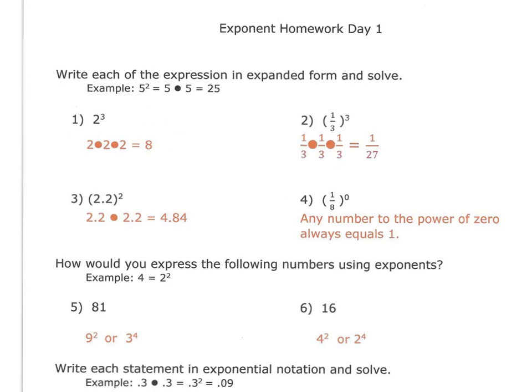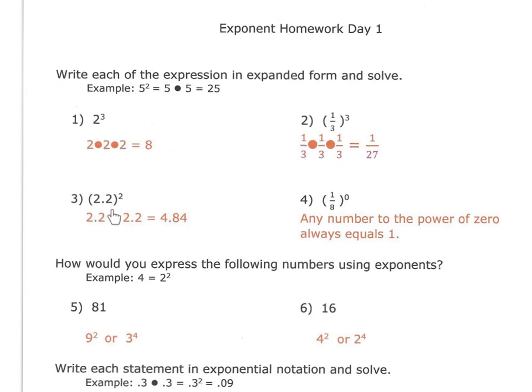For the first section, you had to write each of the expressions in expanded form and then solve. Here's an example done for you. So number 1, 2 cubed is equal to 2 times 2 times 2, which equals 8. Number 2, 1/3 cubed. Now I did the fraction in parentheses so that you wouldn't get the exponent confused with being part of the numerator. So 1/3 cubed is 1/3 times 1/3 times 1/3, which is equal to 1/27.